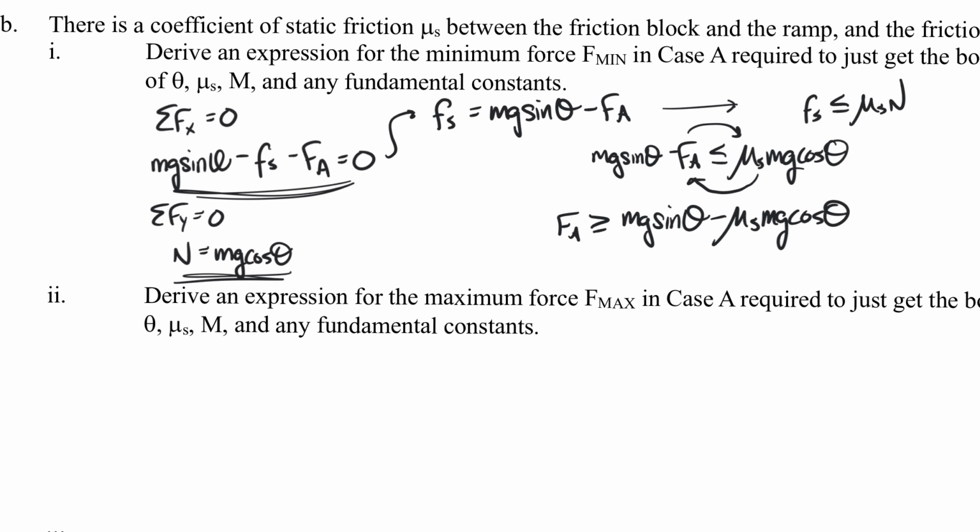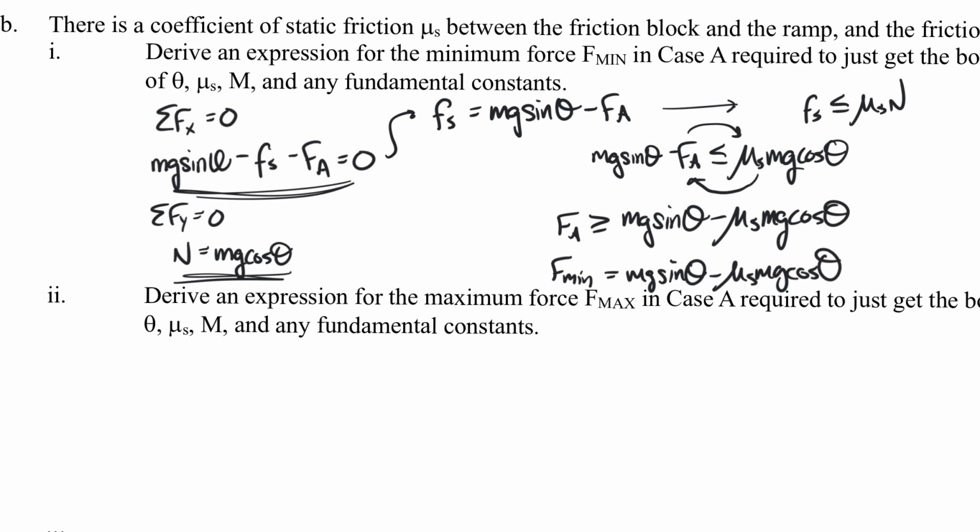But I get a minimum. It says that Fa has to be greater than or equal to, which means there is a minimum when it's equal to. It can be bigger than that, but the minimum will be when that's an equality. And that's kind of what I was shooting for. So if I want the minimum, it equals mg sine theta minus mu s mg cosine theta. It can be greater than that, but if I want the minimum, there's that.